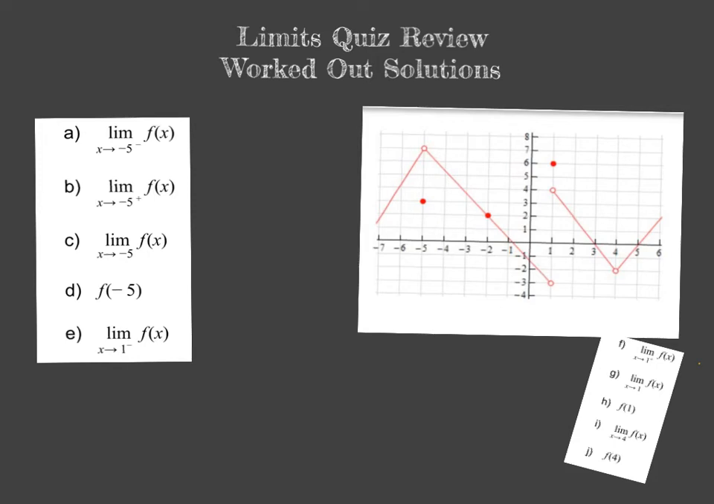Welcome to the Worked Out Solutions for the Limits quiz review. Let's take a look at number 1. We have a graphed function. Part A is asking us to take a look at the limit as x approaches -5 from the left.